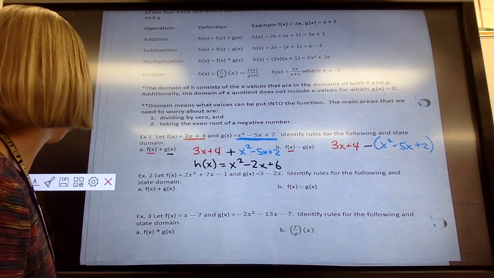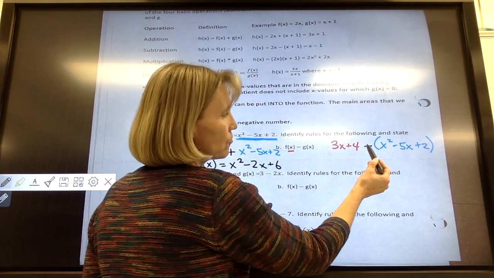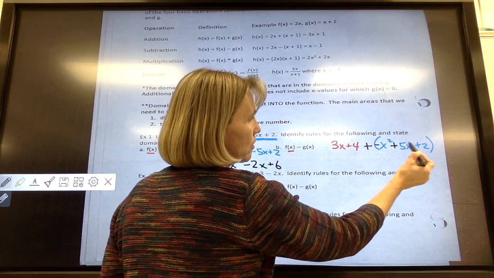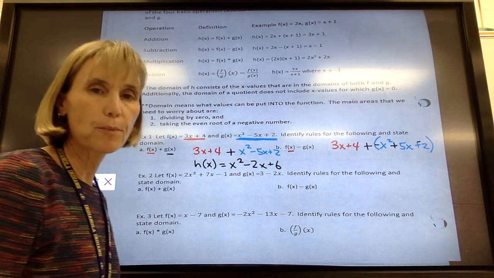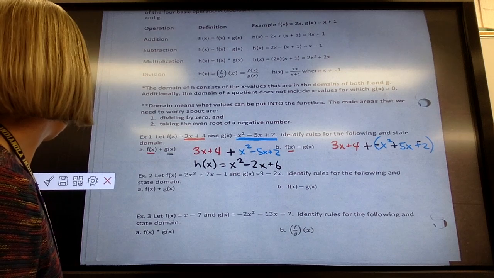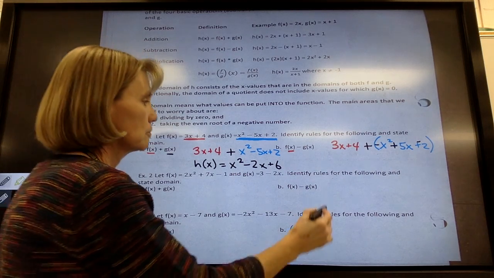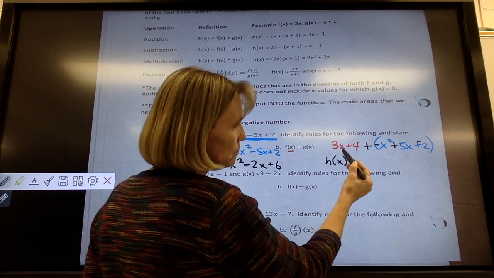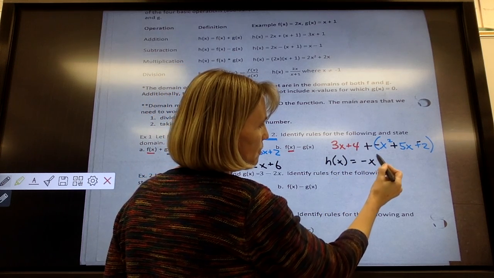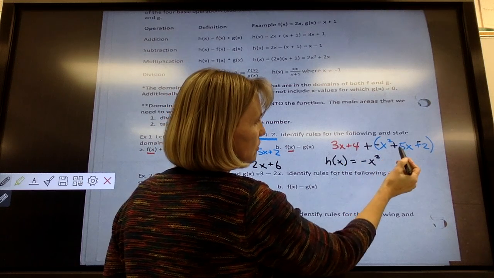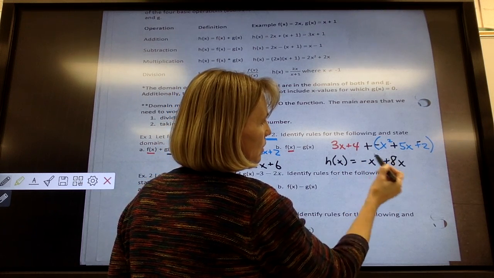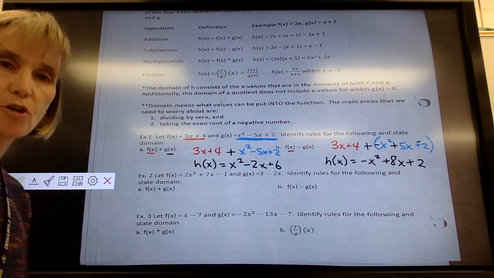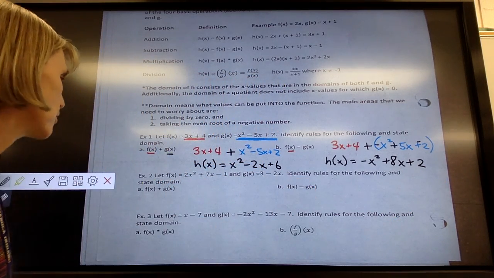Okay, I'm going to go ahead and apply that negative. So I'm going to make that plus, but then I've got to change the signs inside. So you're subtracting all three pieces. And then I'm going to find my like terms. So my new function, or my h of x function, is going to equal, well, I've got a negative x squared. 3x plus 5x now is going to be 8x. 4 plus a negative 2 is a positive 2. So when I subtract those two functions, that's what I get for a function.